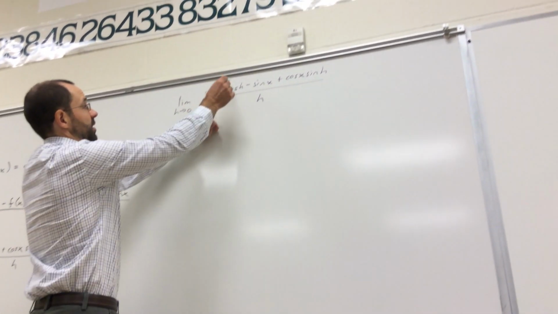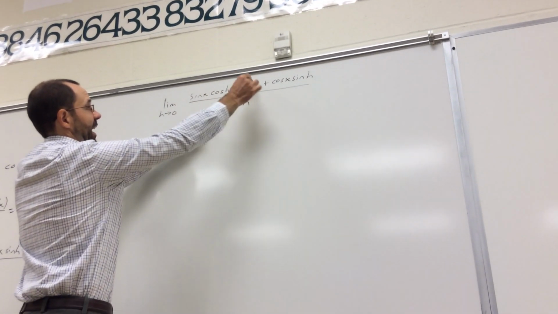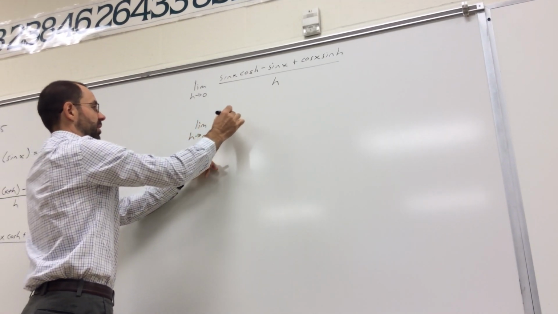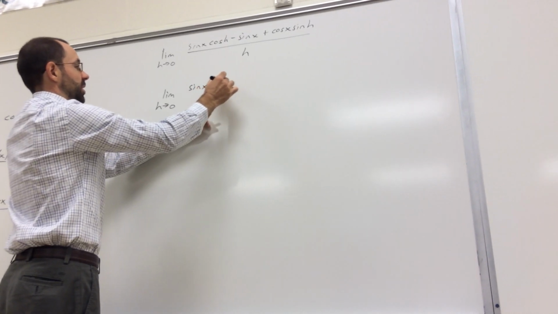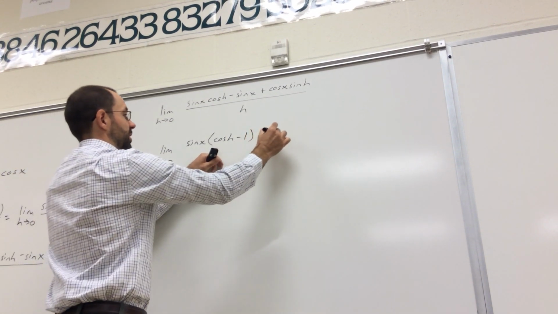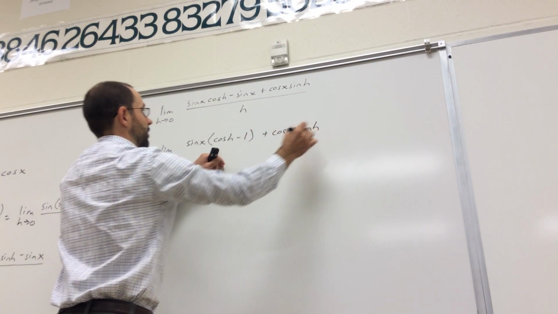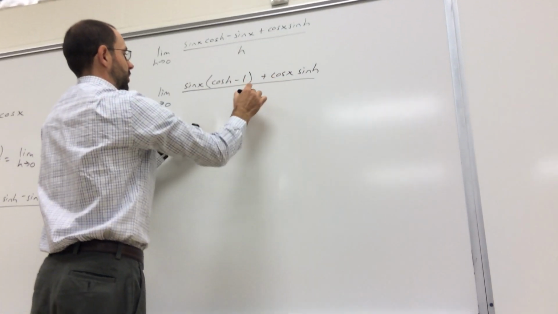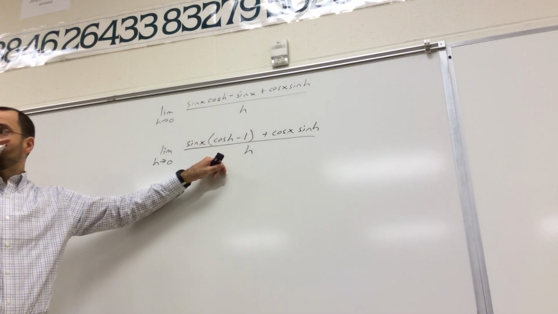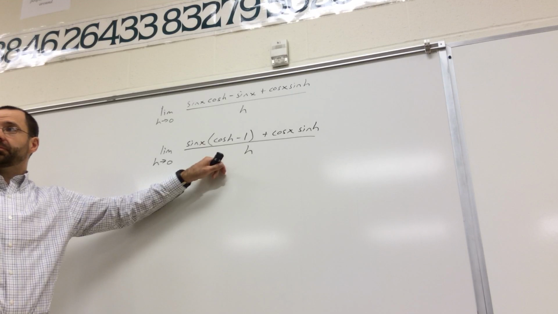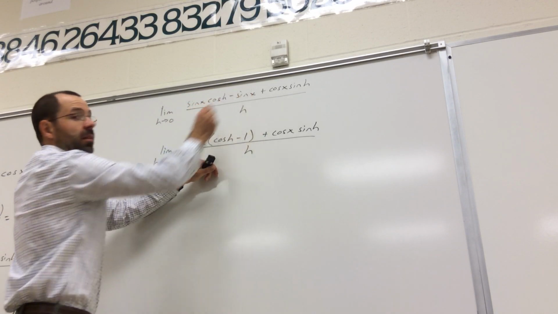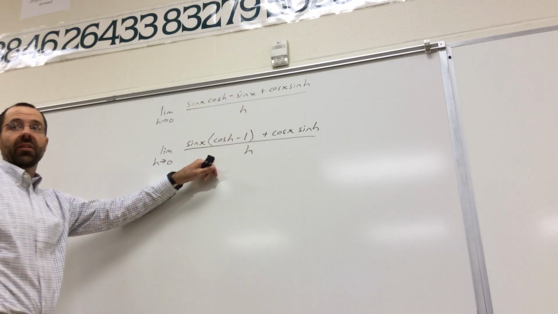All right, the reason I did that is because now I can factor a sine of x out of that. So that's the limit as h goes to 0 of the sine of x times the cosine of h minus 1 plus the cosine of x times the sine of h all over h. It's not a real big deal. All I did was notice that both of these had a sine of x, and so I pulled the sine of x in front, factoring it out.